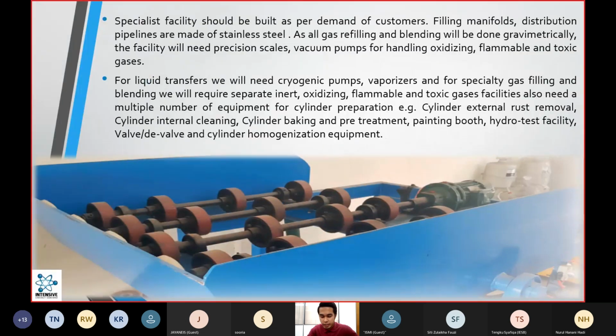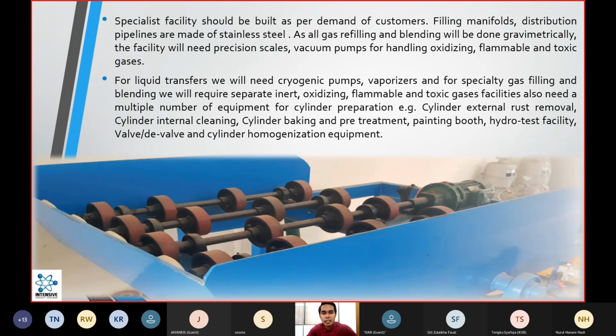Okay, manufacturing method. Specialist facilities should be built as per demand of customers. Filling manifold and distribution pipelines are made of stainless steel, as all gas refilling and blending will be done gravimetrically. The facility will need precision scales and vacuum pumps for handling oxidizing, flammable and toxic gases. For liquid transfer, we will need cryogenic pumps and vaporizers, and for specialty gas filling and blending, we will require separate inert, oxidizing, flammable, and toxic gas facilities.